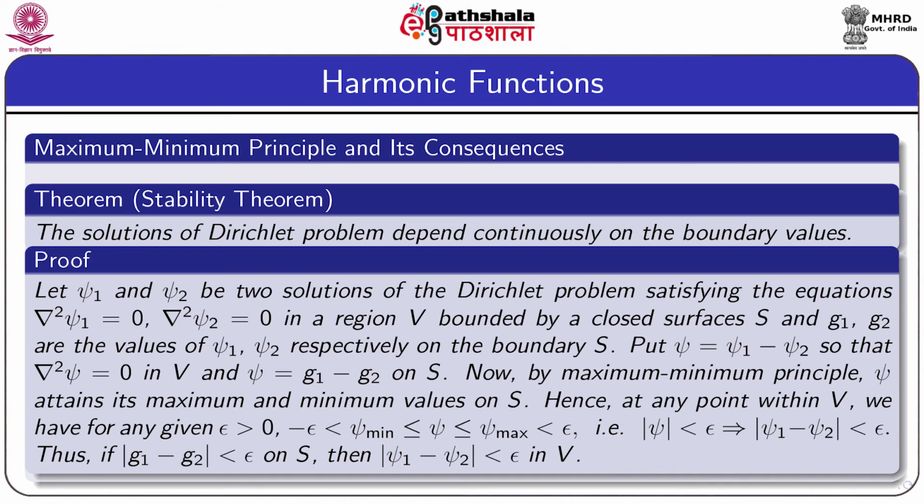Or in other words, we can say that if |G1 minus G2| is less than epsilon on S, then |psi 1 minus psi 2| will be less than epsilon in V. So, it says that the solution in V depends on the boundary conditions, which in this case is |G1 minus G2|. In this way, we prove this theorem: the solution of the Dirichlet problem depends continuously on the boundary values.